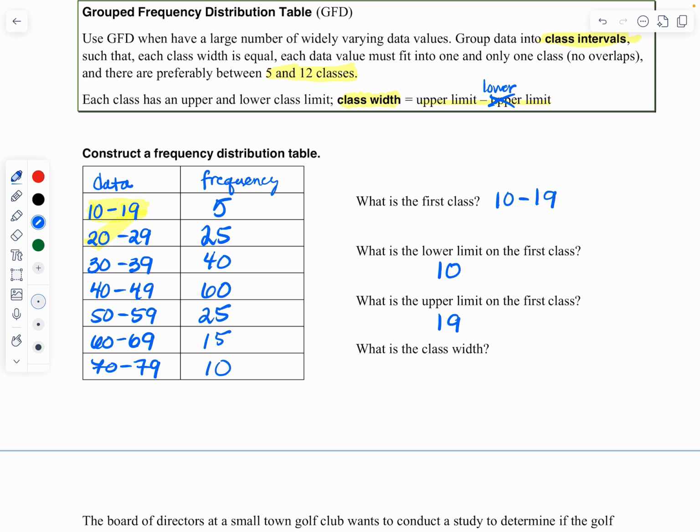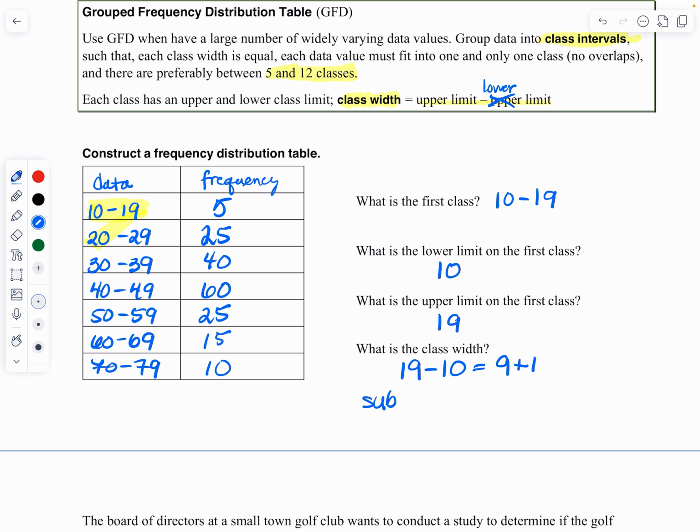What is the class width? You can find the class width by taking 19 minus 10, but you have to be careful because 19 minus 10 gives you 9, and you need to add 1 to that. Check this out. Somebody can be 10, and count on your hands with me: 10, 11, 12, 13, 14, 15, 16, 17, 18, 19. That's actually 10 different age groups, right? 10 ages from 10 to 19 is 10. So when you do this, subtract, then add 1.